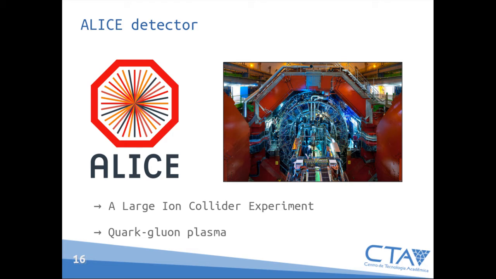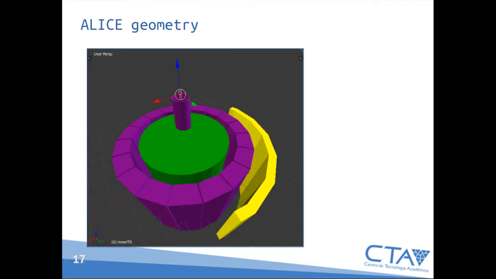The framework is already fully functional to animate events observed in the Alice experiment of the Large Hadron Collider. ALICE stands for A Large Ion Collider Experiment, and it was primarily designed to investigate the state of matter called quark-gluon plasma. Besides the helix track propagation model described earlier, we have implemented classes and functions to include specific parts of the detector's geometry, as shown in the image.